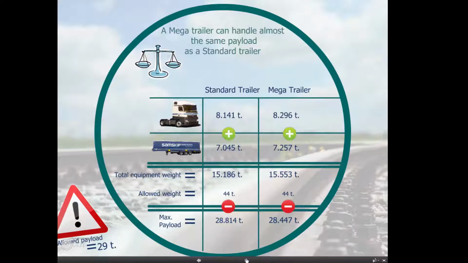The Mega equipment consists in most cases of a Mega truck, which is 8.296 ton, and a Mega trailer of 7.257 ton. Together they weigh 15.553 ton. Maximum allowed weight on the road for the entire loaded combination is for a Mega trailer also 44 tons. When we deduct the equipment weight from the allowed weight, the customer has 28.447 ton as a maximum payload. Remember, in some countries, a standard truck is allowed to transport a Mega trailer, thus the payload will change as well. In all cases, countries have a maximum payload of 29 tons.